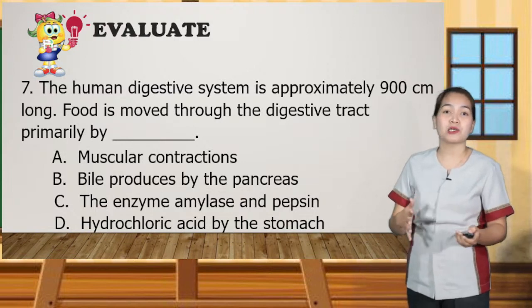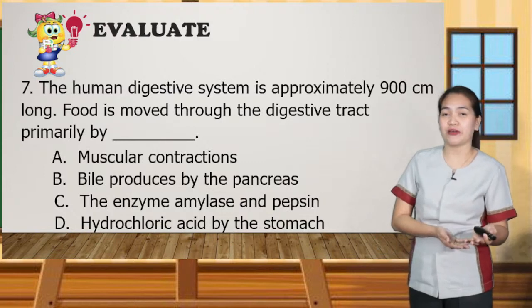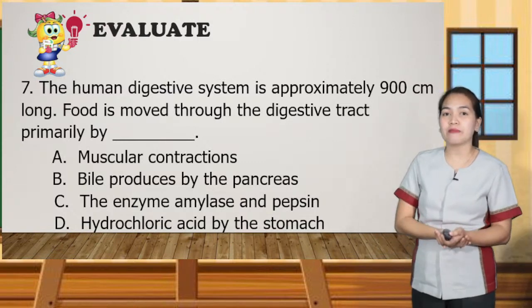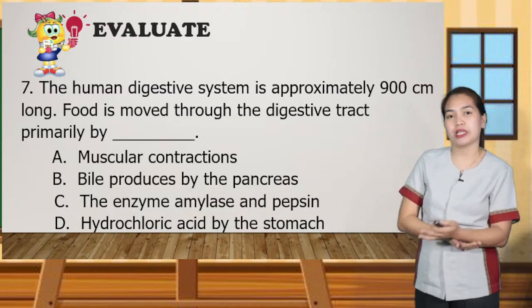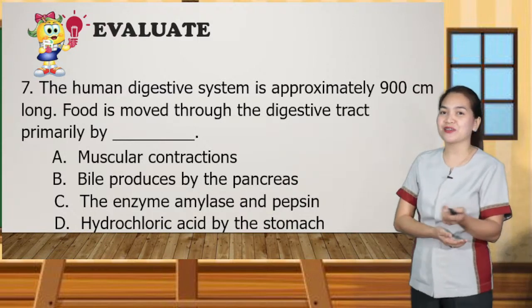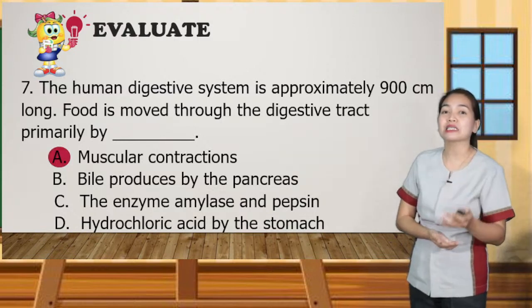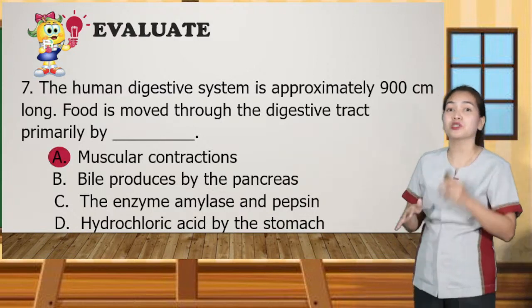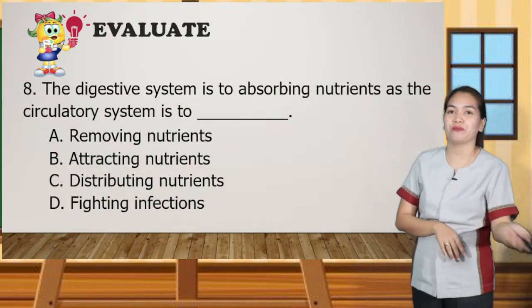A, is it muscular contractions? B, bile produced by the pancreas? C, enzyme amylase and pepsin? Or D, hydrochloric acid by the stomach? The answer is the muscular contractions that push the food down. Okay, that's right. So let's have the next one.